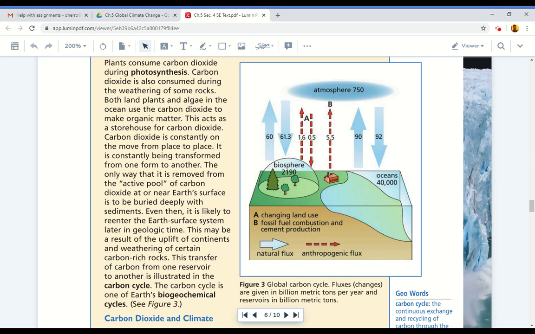The only way that it is removed from the active pool of carbon dioxide at or near Earth's surface is to be buried deeply with sediments. Even then, it is likely to re-enter the Earth's surface system later in geologic time. This may be a result of the uplift of continents and weathering of certain carbon-rich rocks. This transfer of carbon from one reservoir to another is illustrated in the carbon cycle. The carbon cycle is one of Earth's biogeochemical cycles.